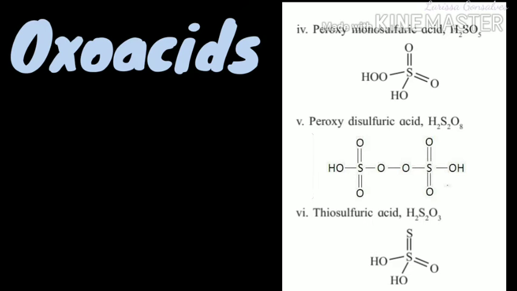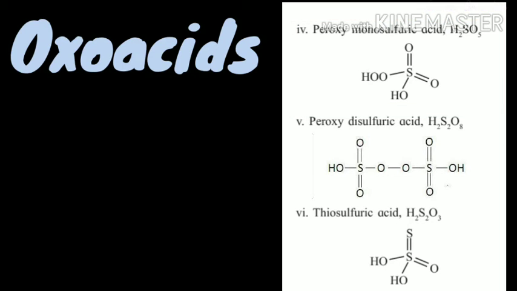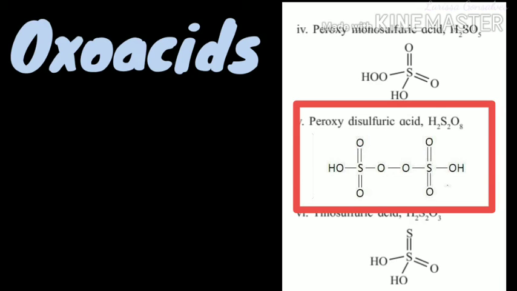Next is peroxymonosulfuric acid with the formula H2SO5, and below is the structure of it. Next is peroxydisulfuric acid with the formula H2S2O8. You have to make a correction in the structure of the oxoacid which is given in your textbook. So kindly make the necessary changes with the structure displayed here in the chart.